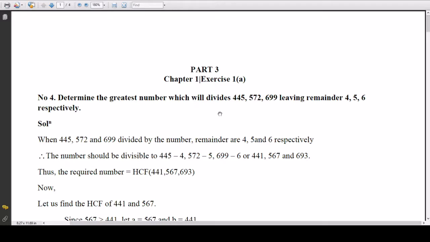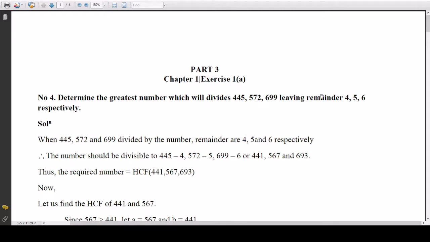Okay, we have to find the greatest number which on dividing these three numbers will leave the remainders 4, 5, 6. That means, just think about that number. If it divides these numbers leaving remainder 4, 5, 6 respectively, then if you subtract 4 from 445, 5 from 572 and 6 from 699, that number will leave no remainder at all, isn't it?